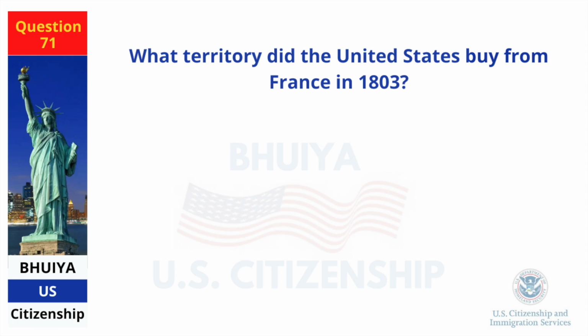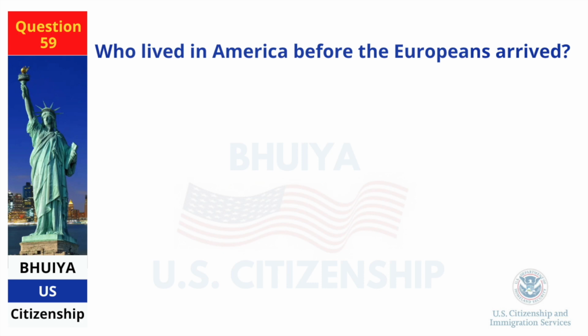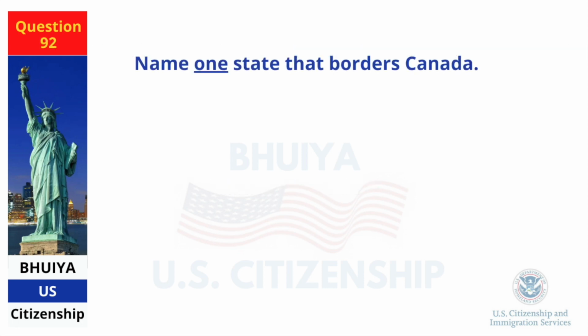What territory did the United States buy from France in 1803? The Louisiana Territory. Who lived in America before the Europeans arrived? American Indians. Name one state that borders Canada. New York.